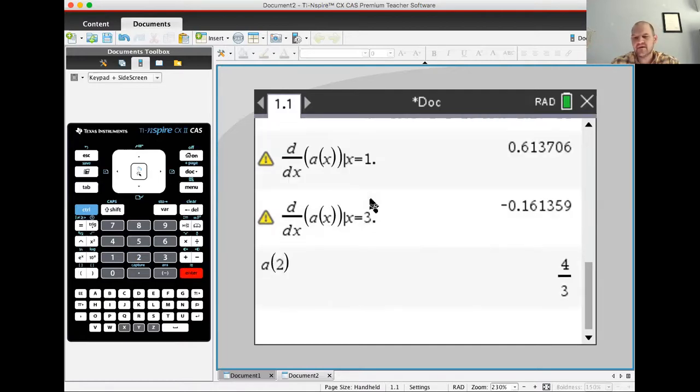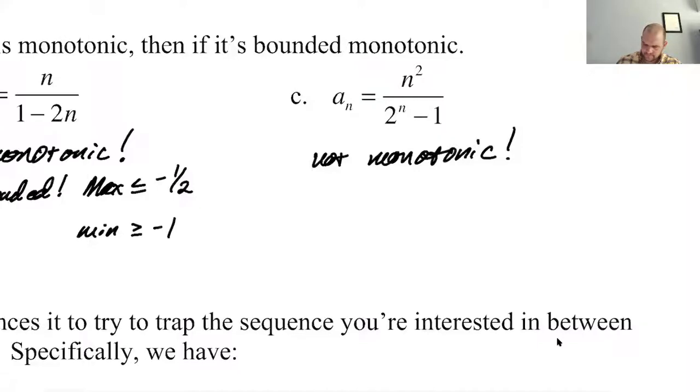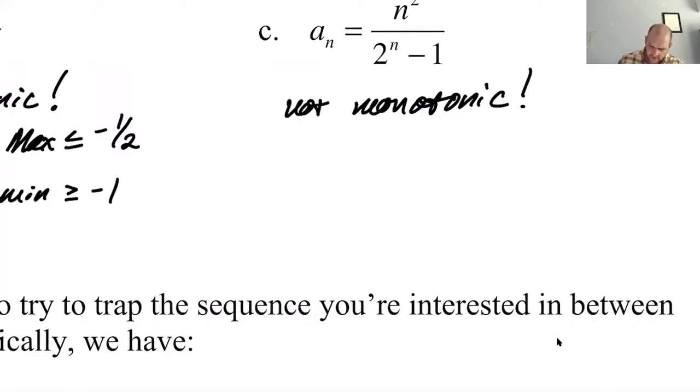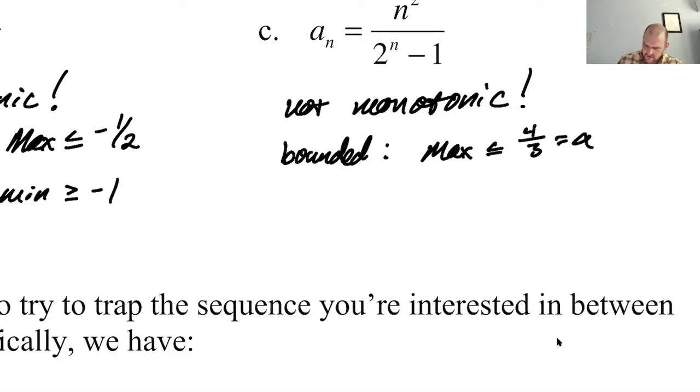So a of 2 is the biggest that you're ever going to get. And then a of 3 will be smaller because it's on the other side. So this is bounded. It's bounded by 4/3, which is what you get. That's the top, right? So that is your least upper bound. Okay, so let's say we are bounded. How do you spell bounded? Bounded. Okay, so the maximum is always less than or equal to 4/3, which is a sub 2.